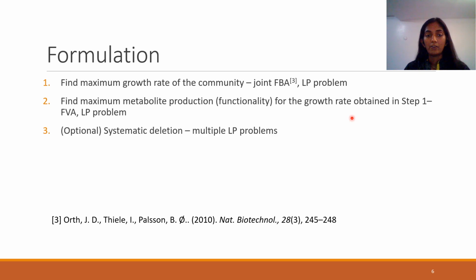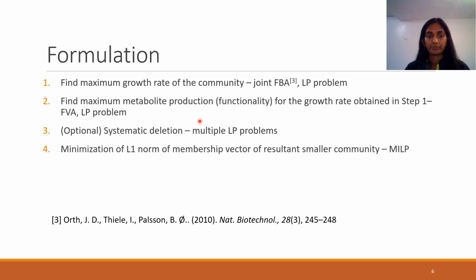In the third step, we systematically delete species from the community. This involves multiple linear programming problems because once an organism is deleted, we check for satisfaction of growth rate and metabolite production constraints. So that involves solving linear programming problems. If the constraints are satisfied, that organism is removed. If not, the organism is retained and we move on.